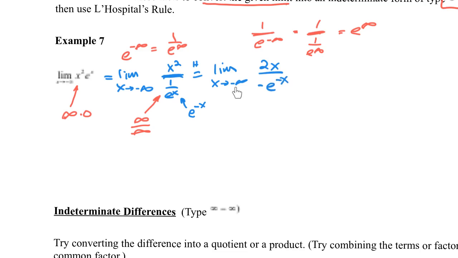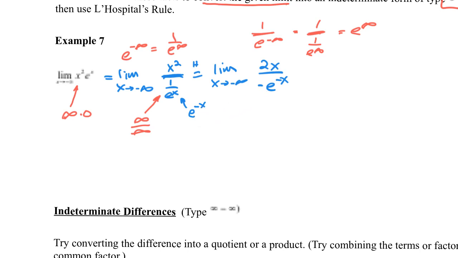If you're not sure about that, just pause this and think about it. We're taking the derivative of this, but I'm going to first write it like this because it's easier. The derivative of e to the x is just e to the x, but the derivative of e to the negative x is e to the negative x times the derivative of negative x, which is -1. So that's how we get the negative here.